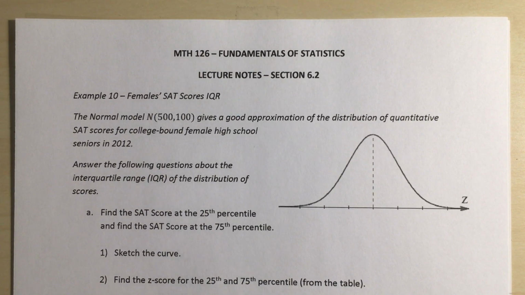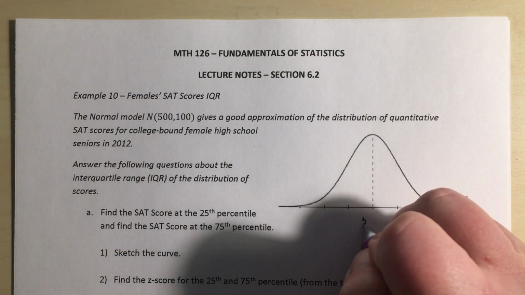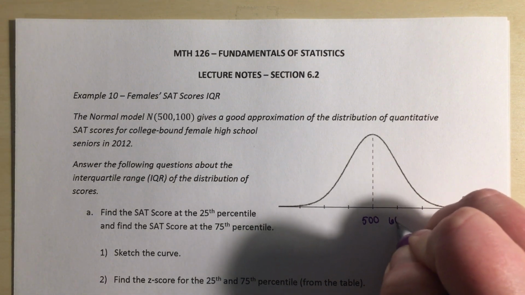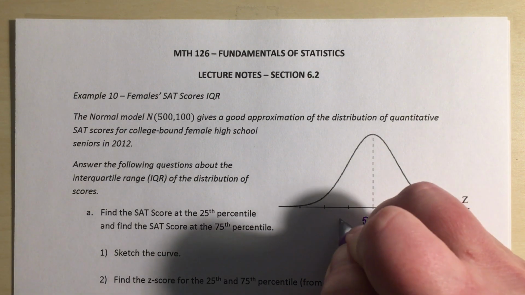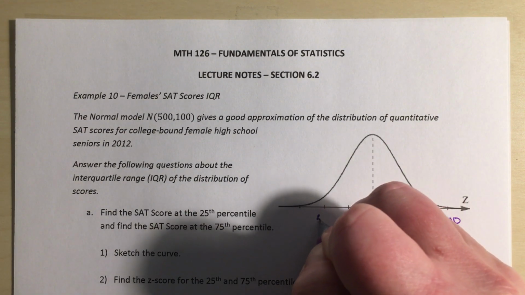Right, so for example 10, we're going to do another example where we're looking for our inverse normal values. So the normal model N(500, 100). Again, we're looking for a distribution of the SAT scores for college-bound females in 2012. First thing I'm going to do is label my curve here. So 500, standard deviation is 100. We just did a bunch of examples using this because it's nice, easy numbers to work with.